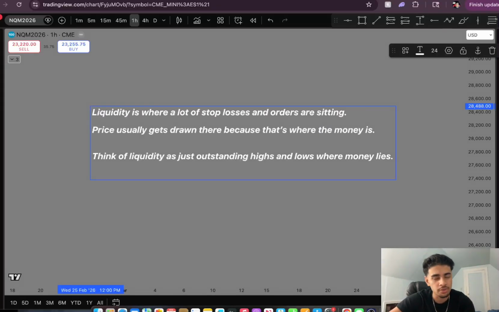Okay, let me explain what liquidity is. So liquidity is where a lot of stop losses and orders are sitting, and price usually gets drawn there because that's where the money is. Think of liquidity as outstanding highs and lows where money lies. Let me show you guys.